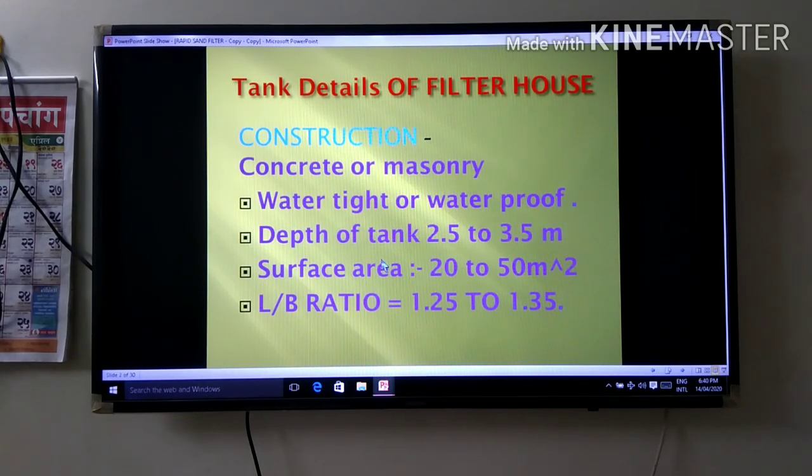A rapid sand filter is constructed with concrete or masonry. It must be watertight or waterproof. Depth of the tank is 2.5 meter to 3.5 meter. Surface area is 20 to 50 meter square. L by B ratio, that is length to breadth ratio, is equal to 1.25 to 1.35.